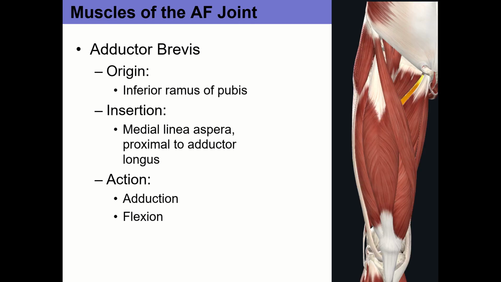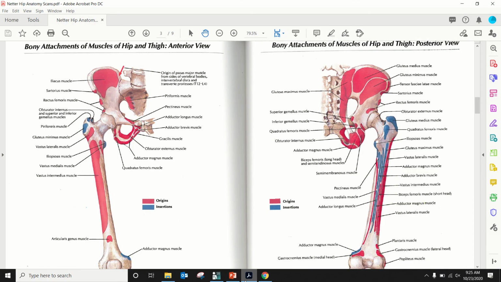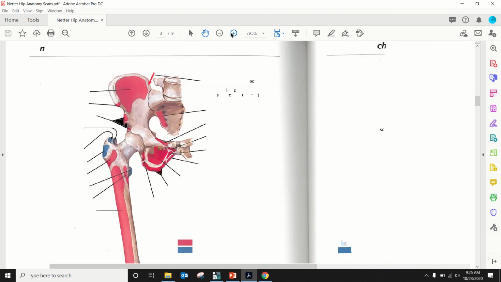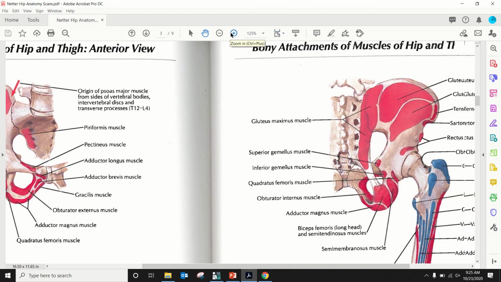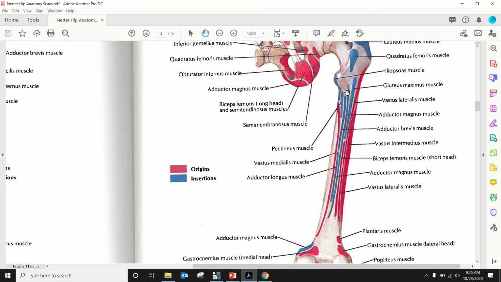And so there's brevis. So you can see it's hidden behind. It's hidden there. And then the other thing that runs the whole length, that's adductor magnus insertion. Adductor brevis is the top part, and then adductor longus is down here.